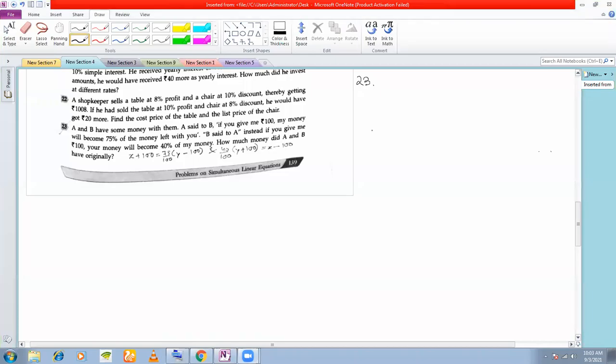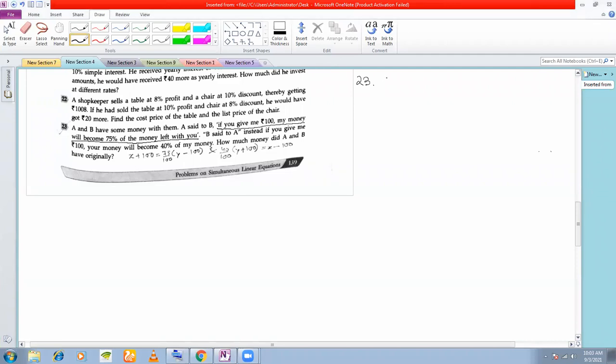If you see, this problem states that A and B have some money with them. A said to B, if you give me rupees 100, my money will become 75% of the money left with you. Okay, so this sentence here will give you your first equation.